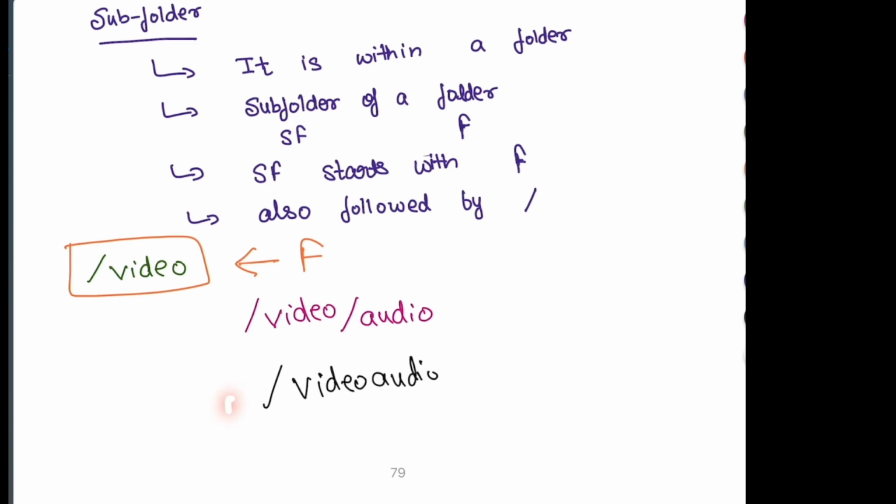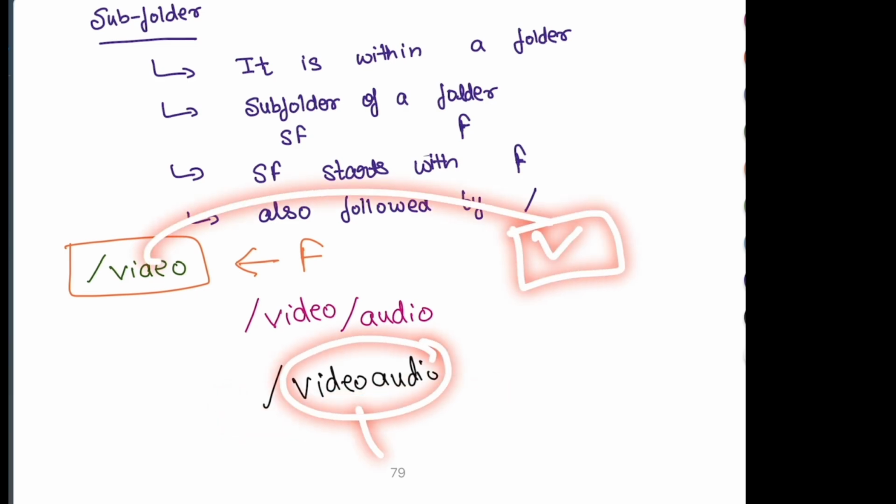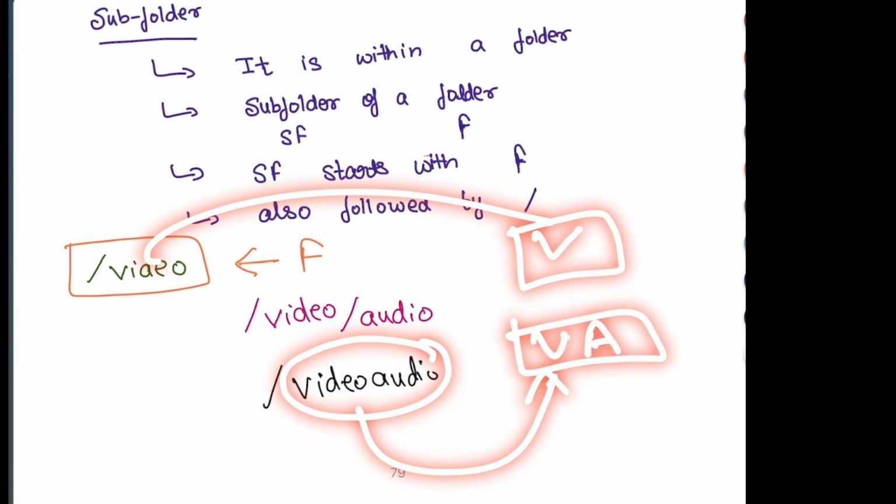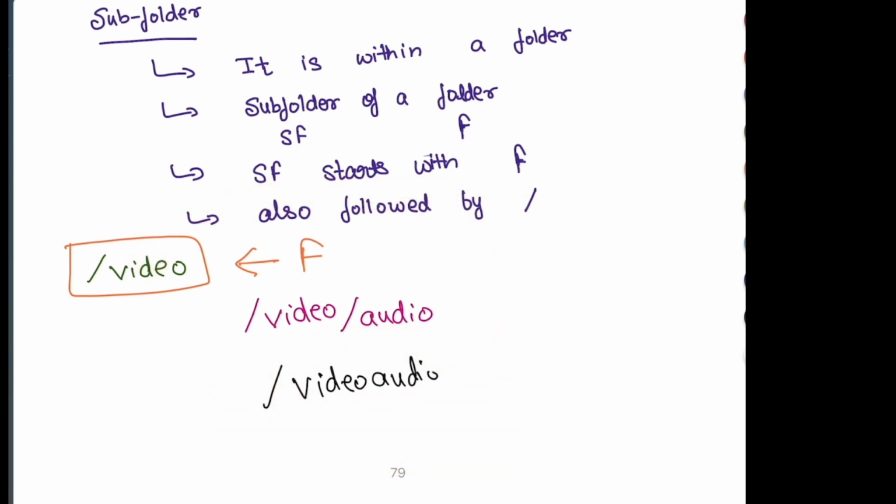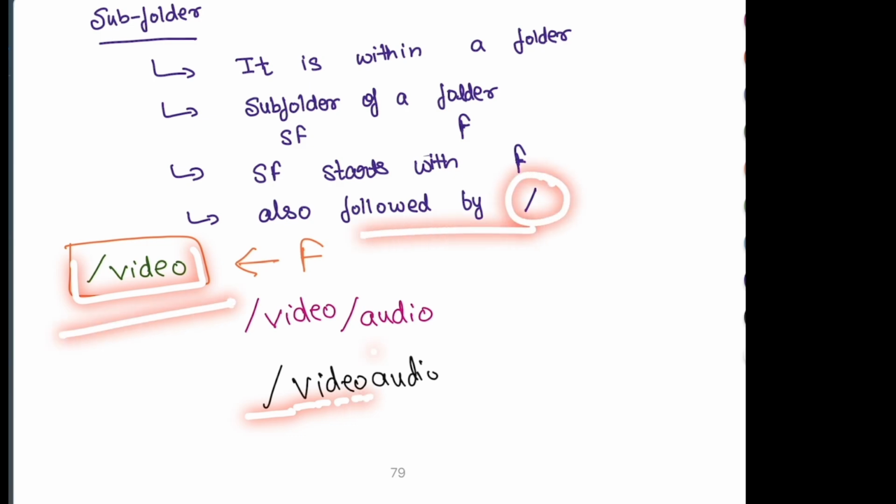Now this video audio is a folder itself, right? This is a folder. Just like you have a folder whose name is video, there is another folder whose name is video audio. Now this path is starting from this slash video, but it is not followed by a forward slash, right? There is no forward slash.